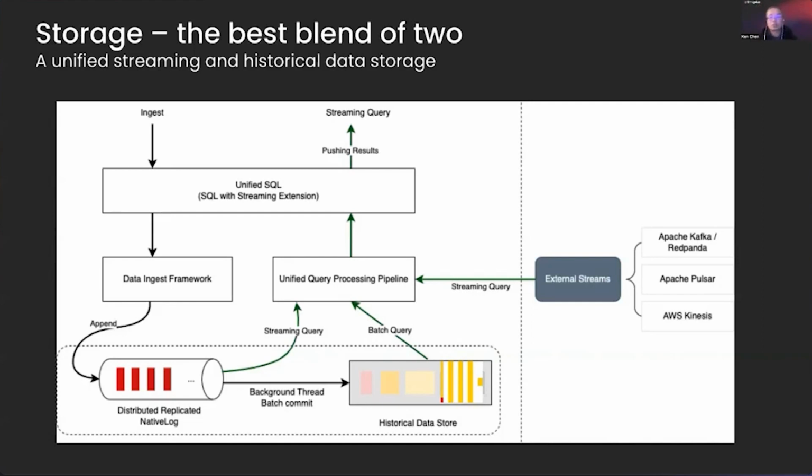So Proton also supports query on stream directly. For example, if you have data in your Kafka, in your Red Panda topic, we can just create an external stream pointing to the topic and do query on the topic directly in a streaming way. This is exactly like what Flink does, but Proton provides a more compact and efficient solution.